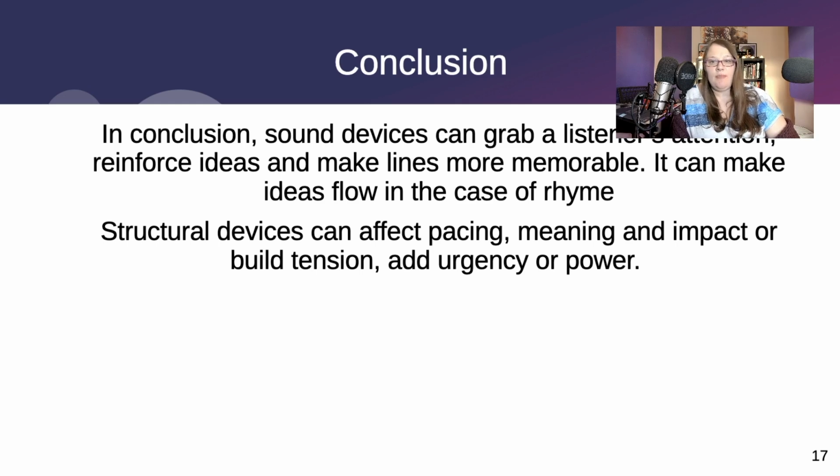Conclusion. So let's recap. Sound devices like alliteration, rhyme and onomatopoeia give lyrics musicality and memorability. Structural devices like repetition, enjambment and meter shape how lyrics flow and hit emotionally. Use these to improve your own writing, or even to make ChatGPT write better lyrics for you. Just add them to your prompts. For instance, write a verse using alliteration and internal rhyme. Give me a chorus with epizeuxis and slant rhyme.